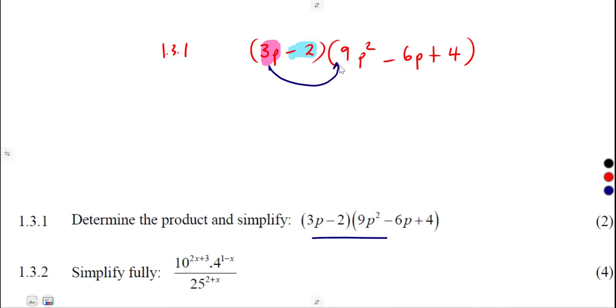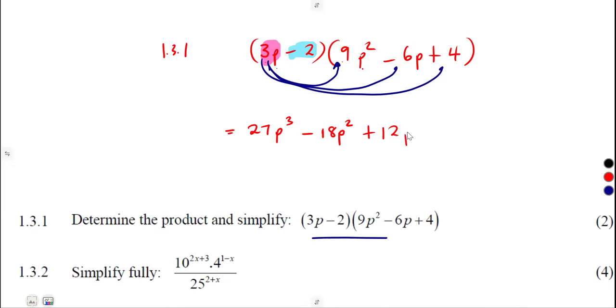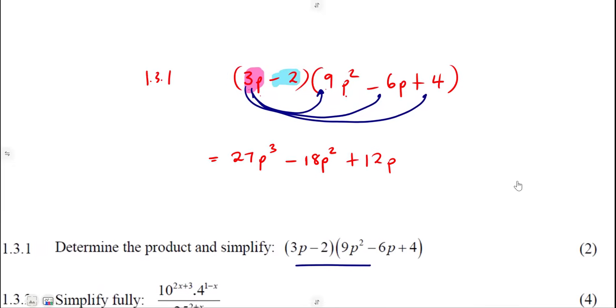So it's 3p times what? 9p squared. So that's going to be 3 times 9, which is what? 27. P times p squared is going to be to the exponent of 3. All right. 3p multiplies negative 6. 3 times negative 6, that's going to be what? Negative 18. So you're going to have negative 18p squared. All right. 3p and this 4. That's 3 times 4, which is 12. So it's going to be 12p. Okay, we are done with 3p.